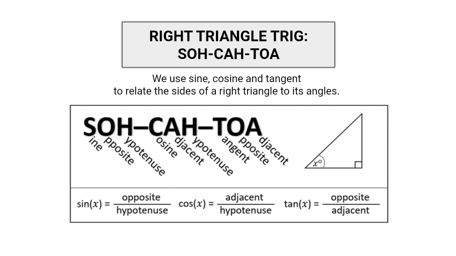As a review, you can use SOHCAHTOA to relate trigonometric functions to the sides of a right triangle, where sine of x is equal to opposite over hypotenuse, cosine is equal to adjacent over hypotenuse, and tangent is equal to opposite over adjacent. The hypotenuse is always the slanted side, or the side that's opposite the right angle. The adjacent side is the side that's next to the angle, just like if you were next to somebody, you would be adjacent to them. And the opposite side is the side that's opposite of the angle.